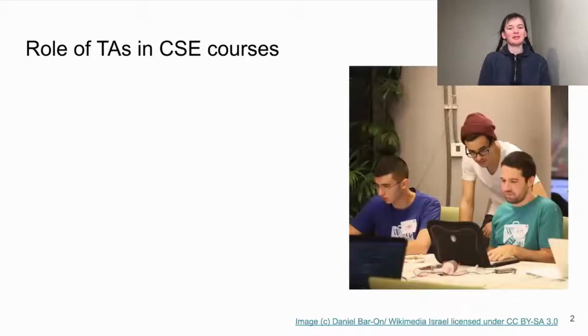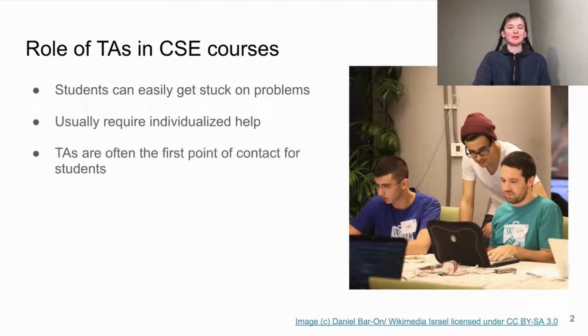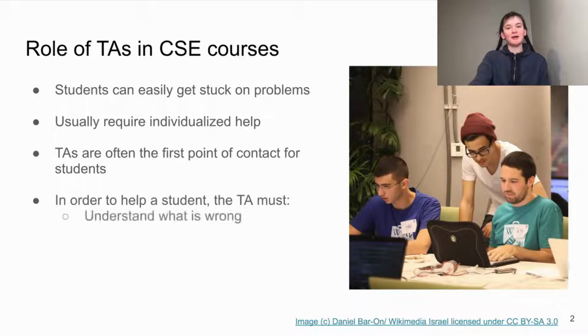Teaching assistants play a very important role in computer science courses. Students in CS courses can often get stuck on problems, and when they do, they usually require individualized help to get unstuck. Teaching assistants are often the first point of contact for the students. But in order to help a student, the TA must, one, understand what is going wrong, and two, provide guidance to the student on how to fix it.